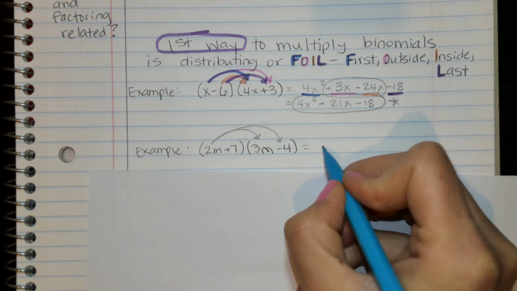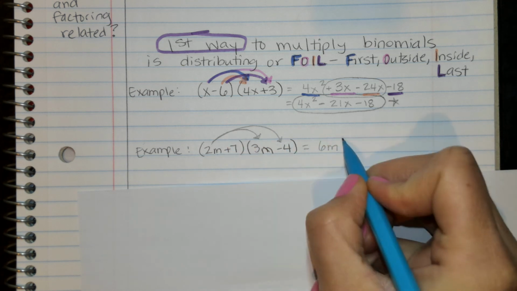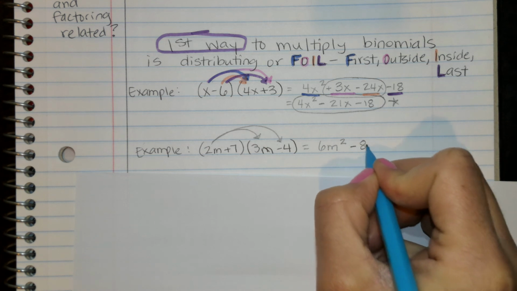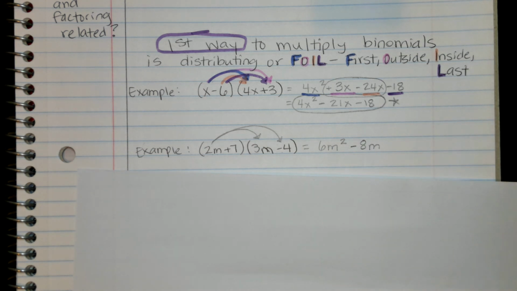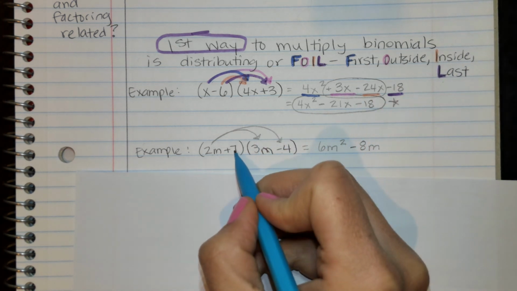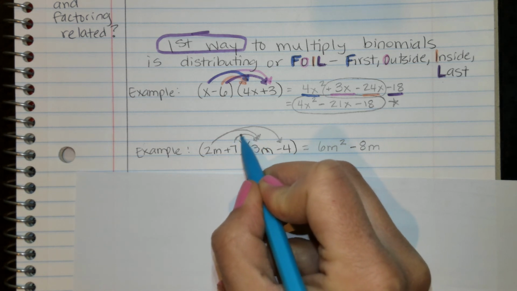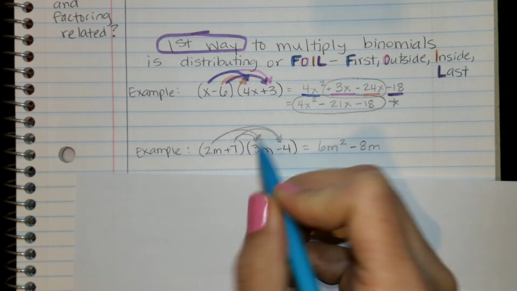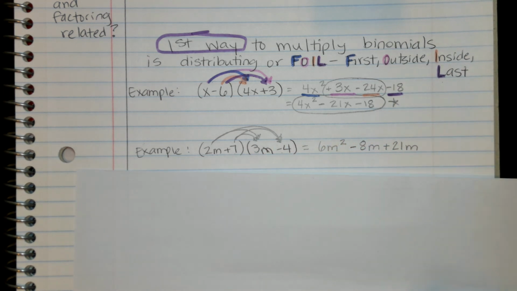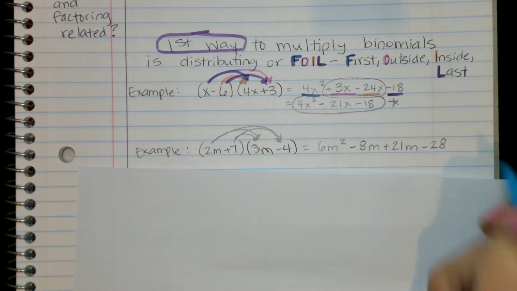2m times 3m. 2 times 3 is 6. Remember, for the m's, you add exponents. It's a 1 plus a 1, so squared. Then 2m times -4, -8m. So that's first and outside, and then I do my inside last. So basically, it's distributing by this +7. It'll go 7 times 3m and 7 times -4. So 7 times 3 is 21, and they're both positive, so positive 21m. And then 7 times -4 is -28.